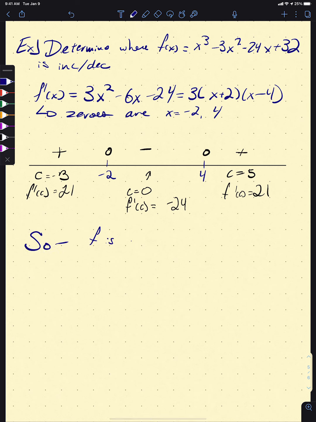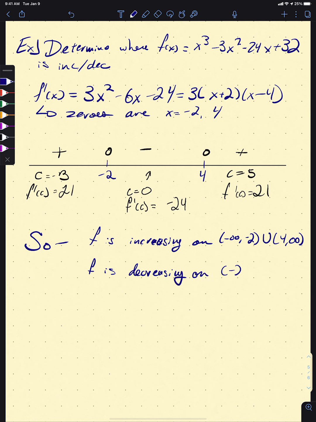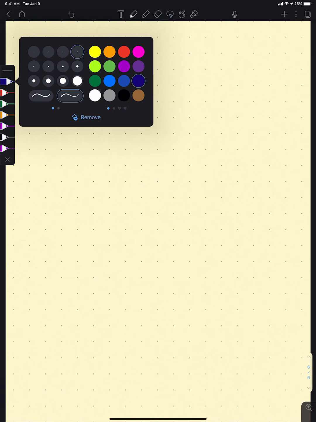well, that means f is increasing on what interval? Well, negative infinity to negative 2, union 4 to infinity, right? Because that's where our derivative is positive. Likewise, f is decreasing on negative 2 to 4, and it's neither increasing nor decreasing at negative 2 and at positive 4 because that's where our derivative equals 0.